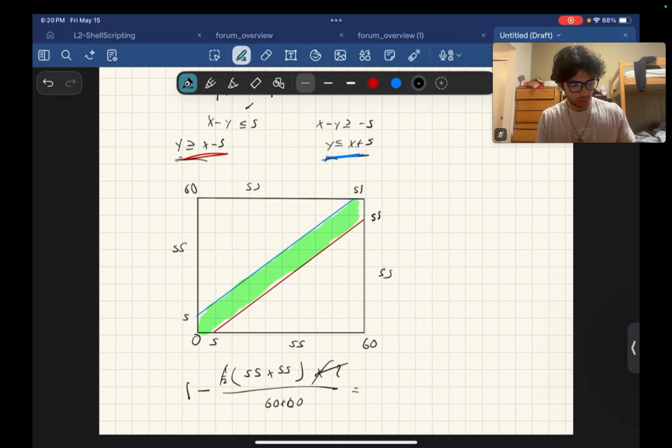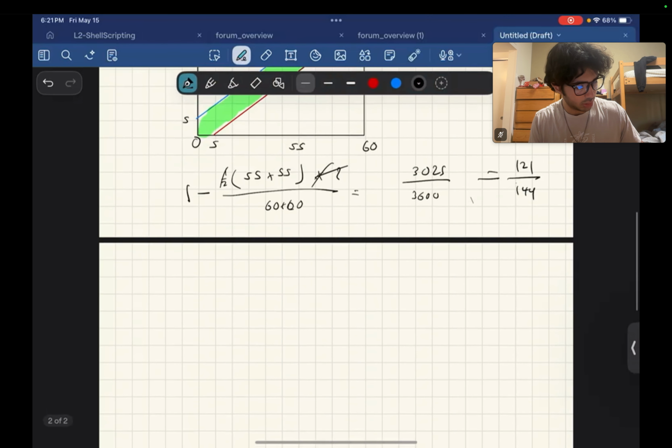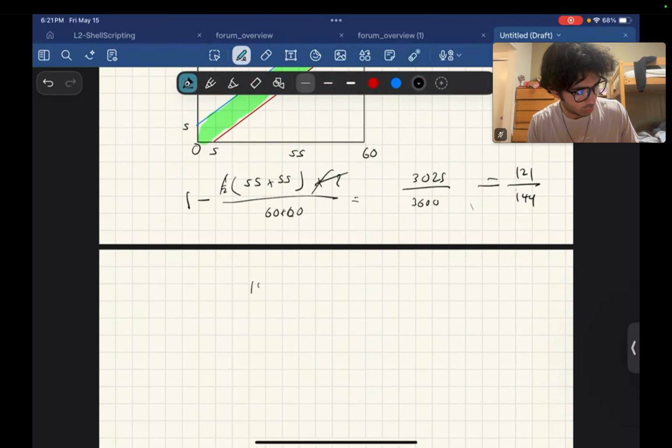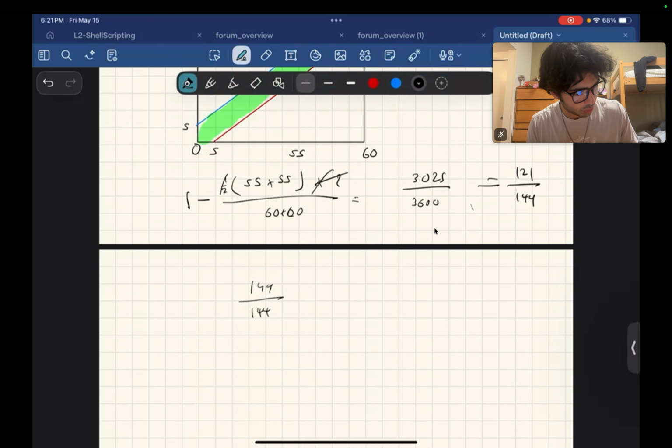So you get 55 squared, which is 3025, over 60 squared, which is 3600. Dividing by 25, 3600 gets you 144, and 3025 divided by 25 gets you 121. So 144 over 144 minus 121 over 144 gets you 23 over 144, and that is the final answer.